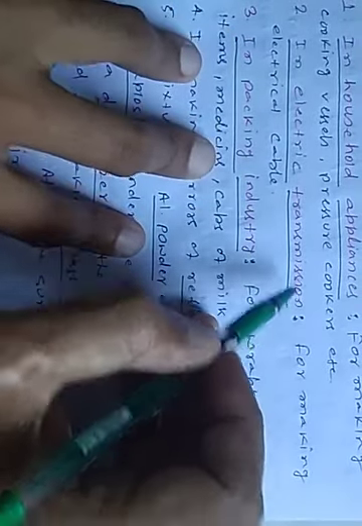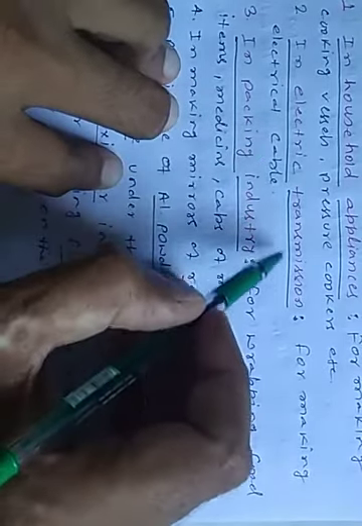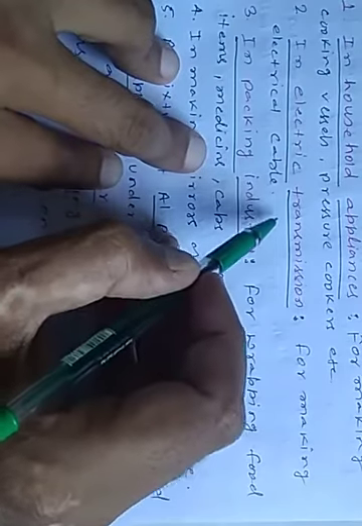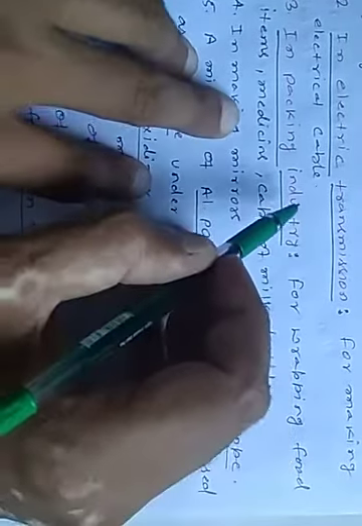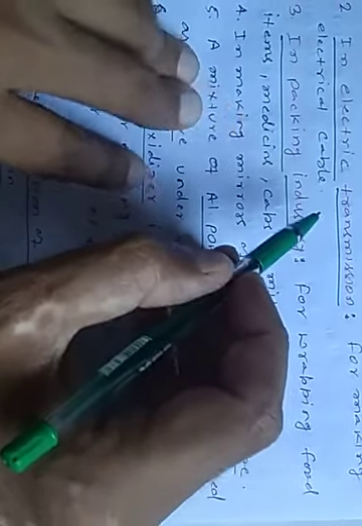Now the second use is in electric transmission. Aluminium is used for making electrical cables, because aluminium is a good conductor of electricity. So it is used for making electrical cables, electrical wires, etc.